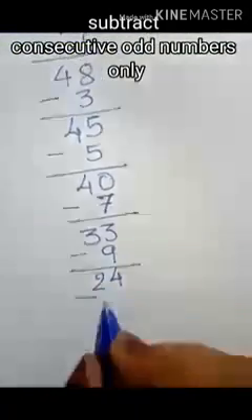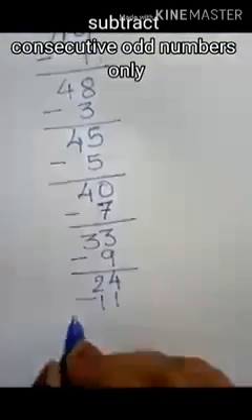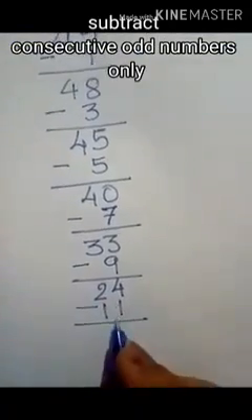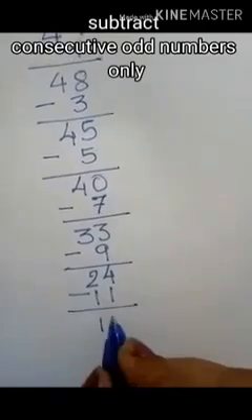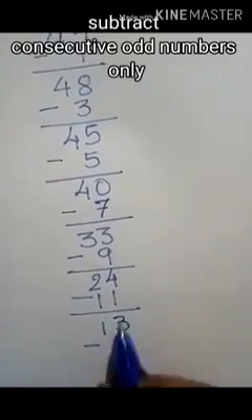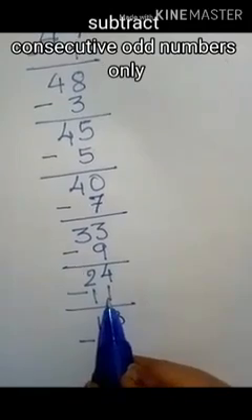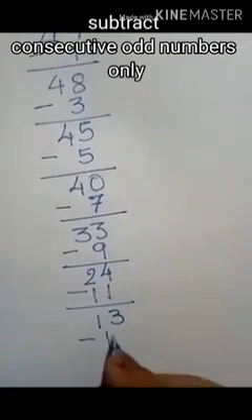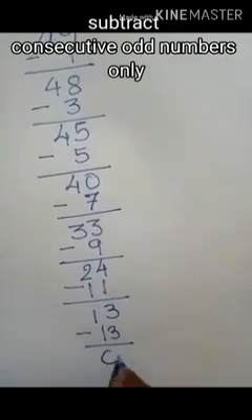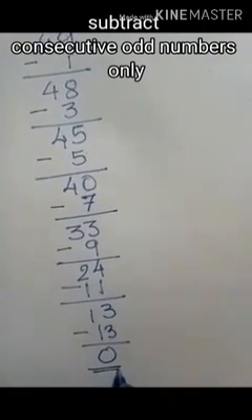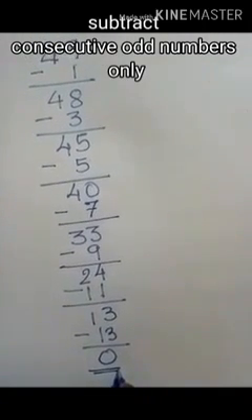After 9, the next consecutive odd number is 11. So if you subtract 11, you are left with 13. And what comes after 11? The next odd number is 13. So 13 minus 13 gives us 0. We reach 0, which means the given number is a square number.